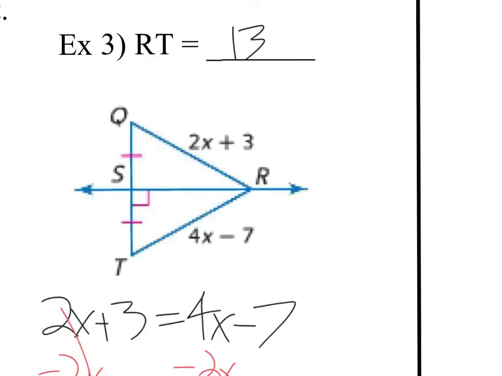And you can always do kind of a check too. What's 2 times 5? 10. What's 10 plus 3? 13. So yeah, they both equal 13, so you know you did it right.